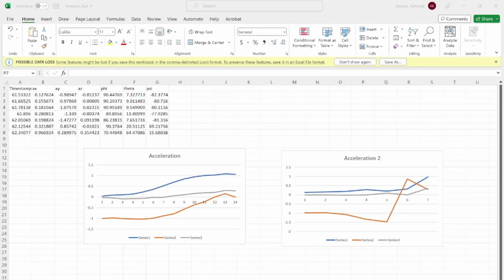This is the data that I took for when there is quick movement in the forearm. The first graph shows the original data. The second graph, which is labeled acceleration 2, is for when the forearm is moving quickly from mean position to extreme position. As you can see, in the first graph, the original graph, the acceleration is more gradual, and in the second graph, the acceleration on the y-axis is very sharp. You can see it for the x-axis as well.